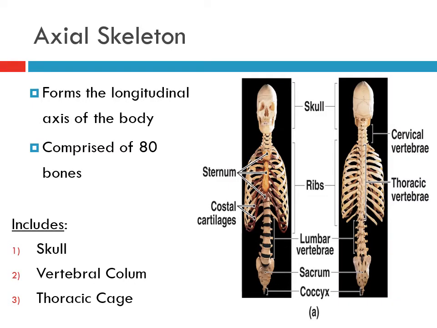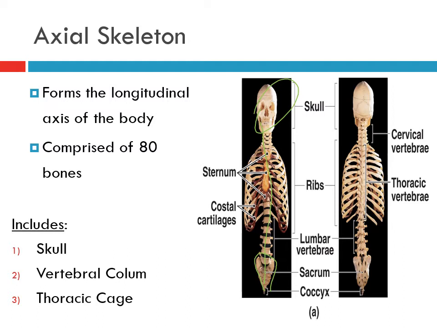So the axial skeleton makes up the longitudinal or long axis of the body. When you're standing upright, it's the whole central structure starting from your skull up here, coming down your spine and ending with your sacrum. It does not include your pelvic bones. That's going to be something important that'll come up over the next couple of weeks. So it does not include the pelvic bones.